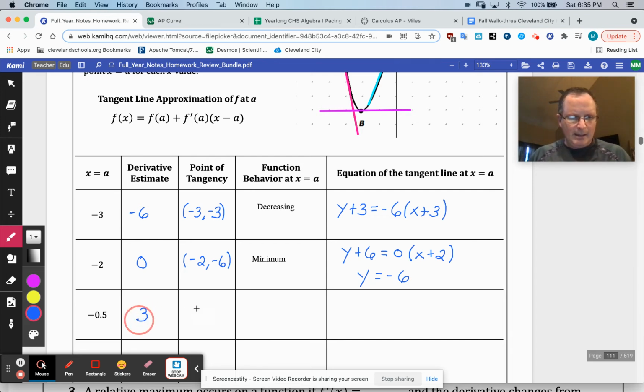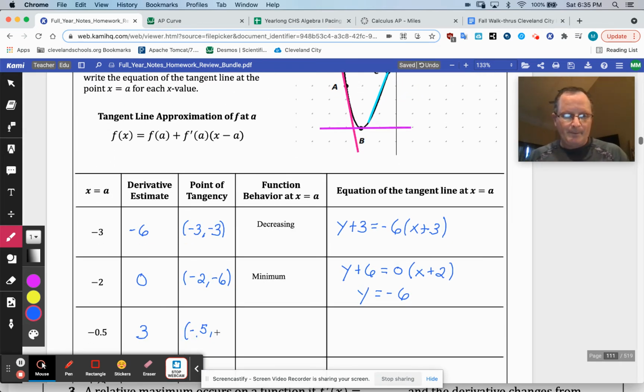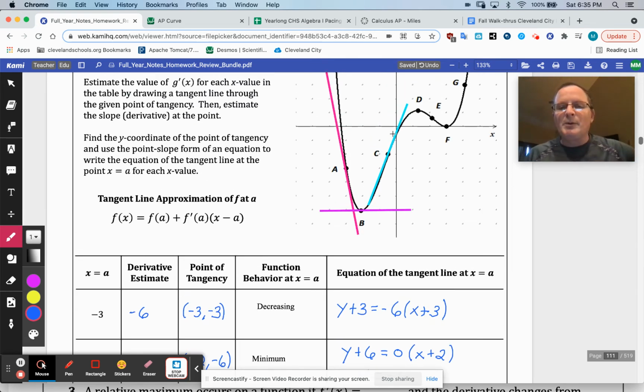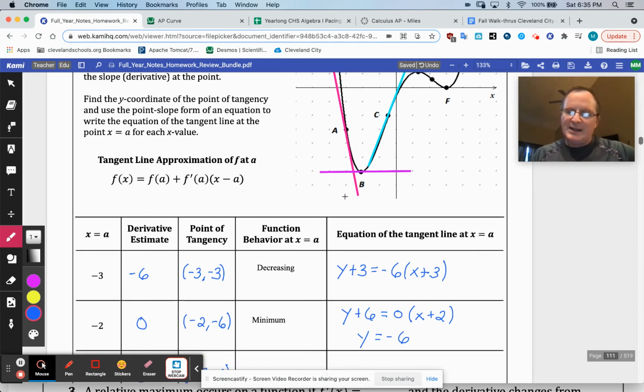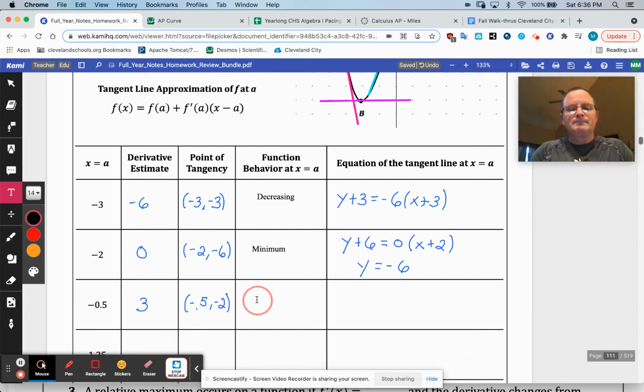All right. And then my point is at -1/2, -0.5, comma. Let's take a look and see. -2. Yeah, looks like -2 to me. And at that point, because remember, our tangent line is trying to duplicate the behavior of the curve at that moment. And since that has a positive slope, that means that our function is increasing at that moment.